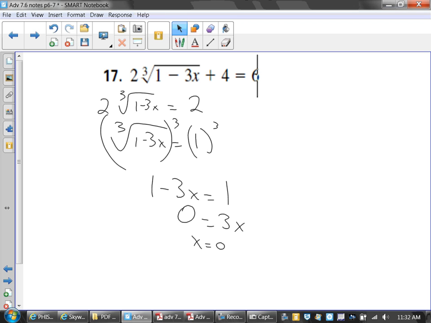So then you just got to check to see if it works. I'm not dividing by 0 anywhere. So then you check 2 times the cube root of 1 plus 4. Well, that's 2 plus 4, and does that equal 6? Yeah. That's how you check to see if it works. It's completely all right to have x equal to 0. It's fine. Nothing wrong with that. It happens.